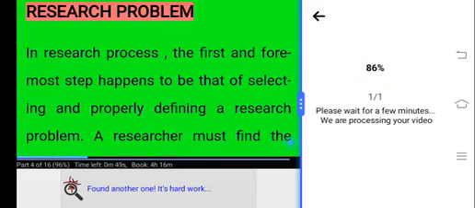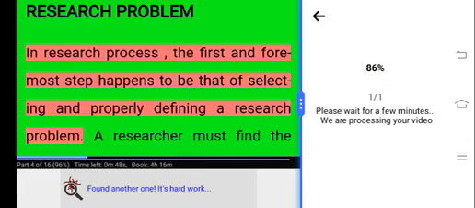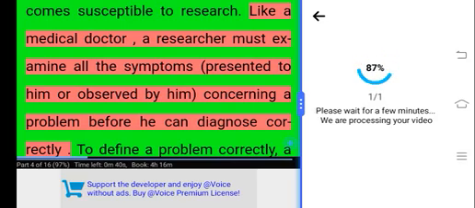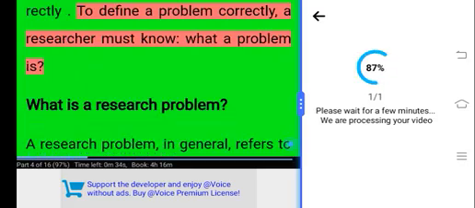Unit 7. Research problem. In research process, the first and foremost step happens to be that of selecting and properly defining a research problem. A researcher must find the problem and formulate it so that it becomes susceptible to research. Like a medical doctor, a researcher must examine all the symptoms presented to him or observed by him concerning a problem before he can diagnose correctly. To define a problem correctly, a researcher must know what a problem is.